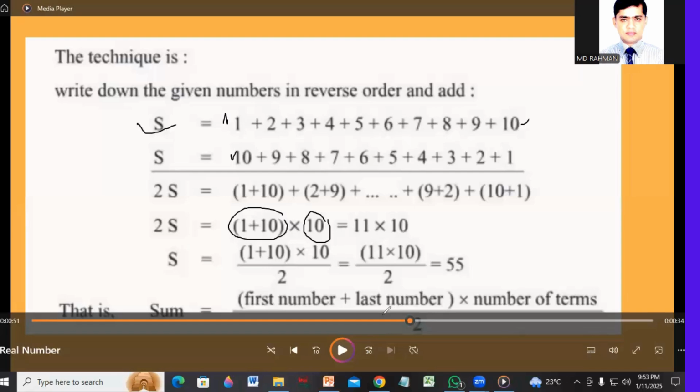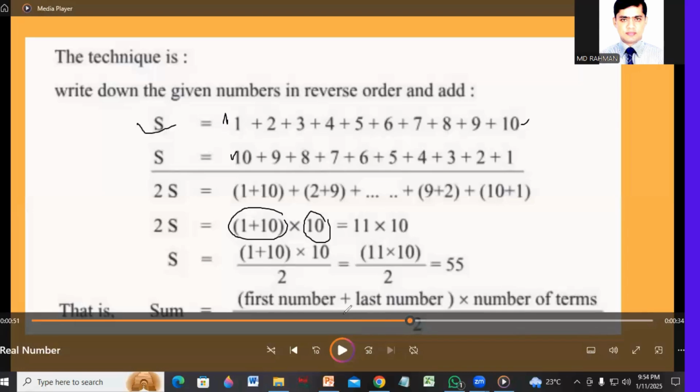I hope you understand. In this way you can find the sum of all consecutive numbers. So first number plus last number, into number of terms. If there is a consecutive number sequence 1 to 20, then what will be the last number? The last number will be 20.